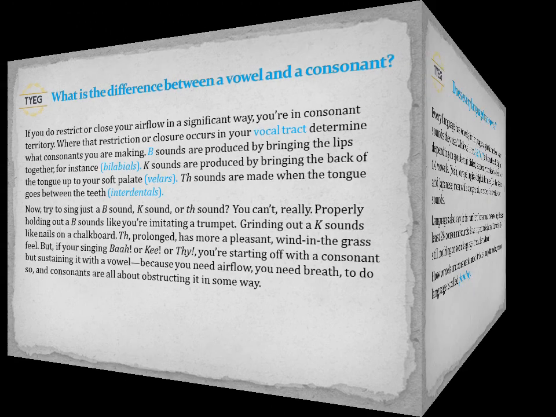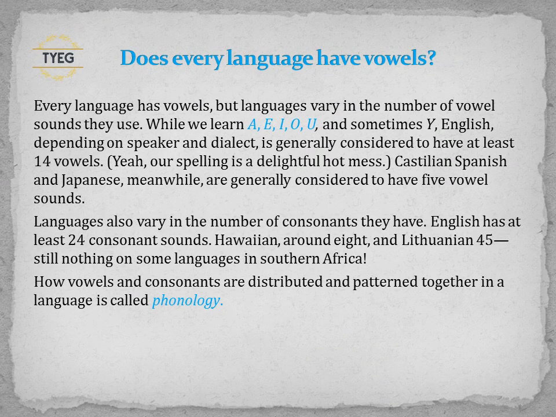Does every language have vowels? Every language has vowels, but languages vary in the number of vowel sounds they use. While we learn A, E, I, O, U, and sometimes Y, English, depending on speaker and dialect, is generally considered to have at least 14 vowels. Yeah, our spelling is a delightful hot mess. Castilian Spanish and Japanese, meanwhile, are generally considered to have 5 vowel sounds.